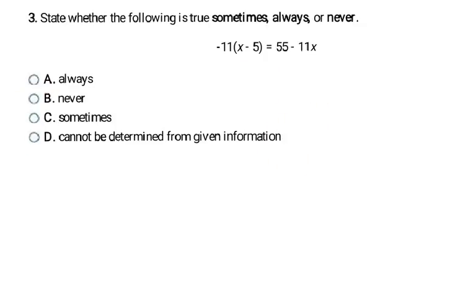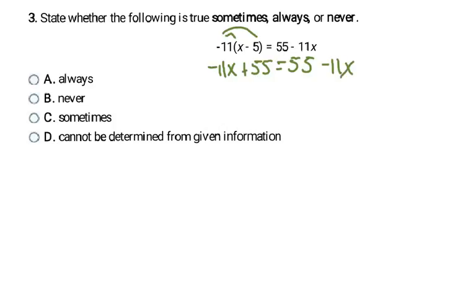Okay, this one is the same type of problem. I have to solve my equation first. I have parentheses, so I'm going to distribute the negative 11 out front, which means I take negative 11 times x, which is negative 11x. And then negative 11 times that minus 5 is a positive 55, so I write plus 55. And then my second side stays the same, so I have 55 minus 11x.